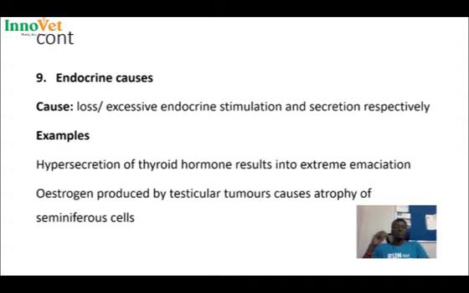Then the other one is estrogen. If it is produced by the testicular tumors, it is going to cause atrophy of the seminiferous cells and also the epithelium lining these tubules.